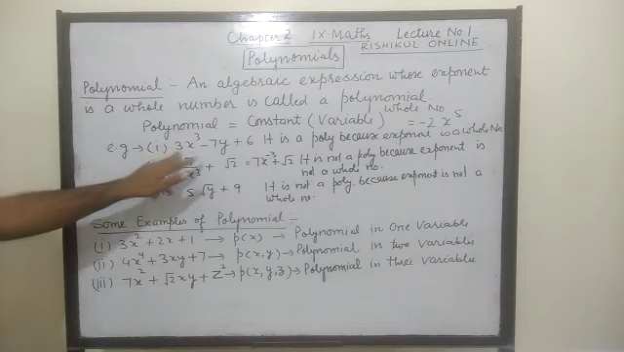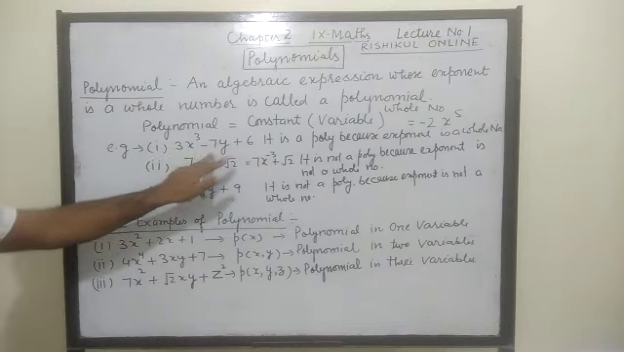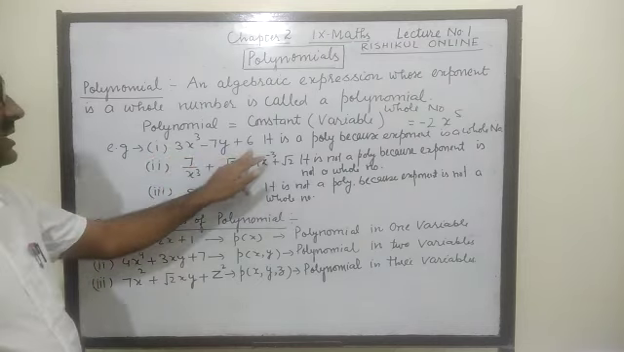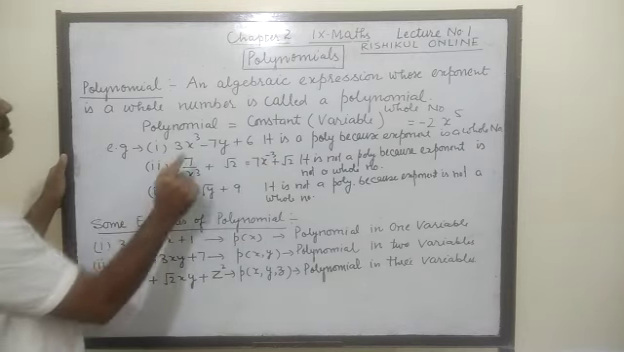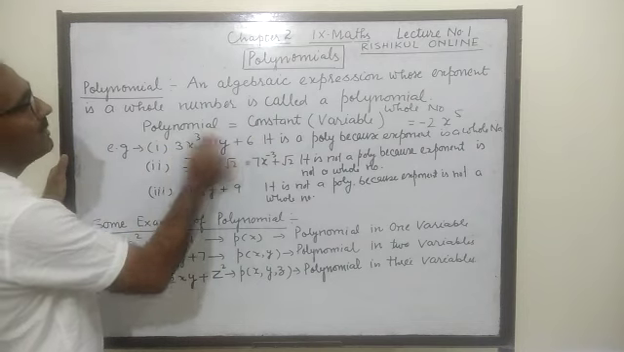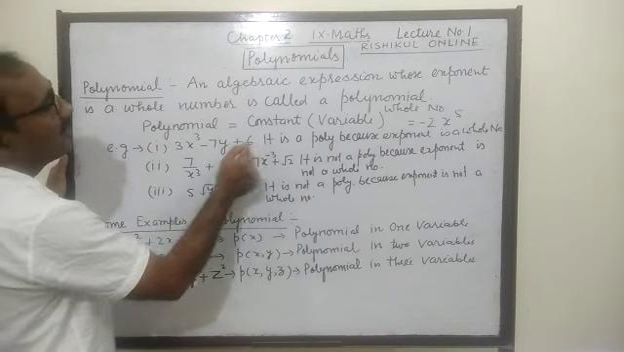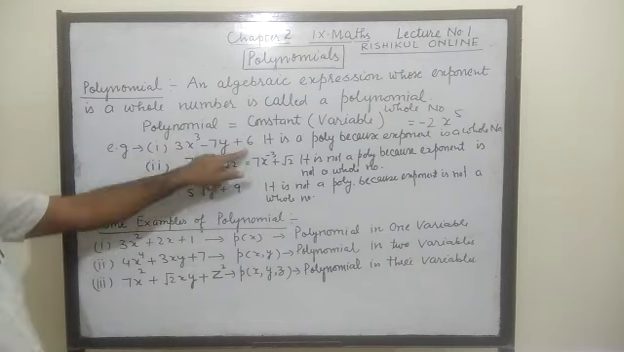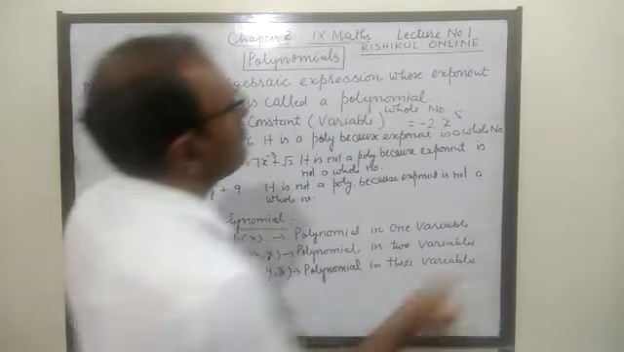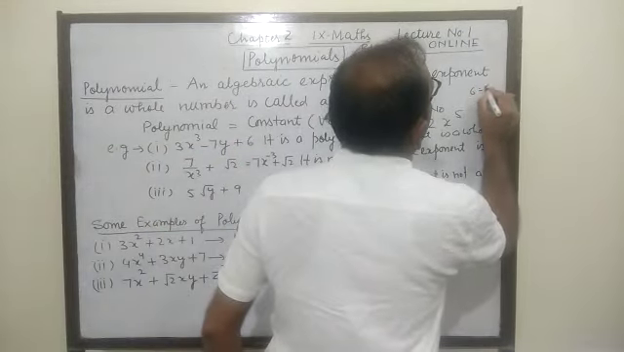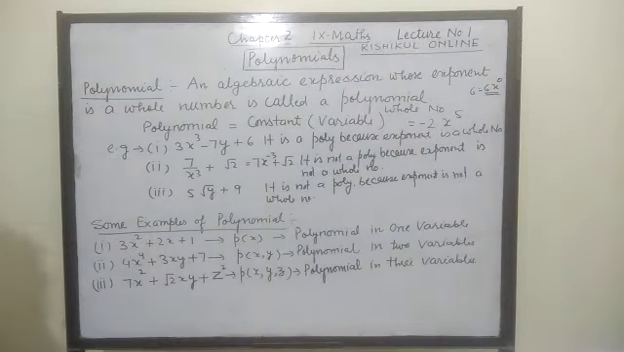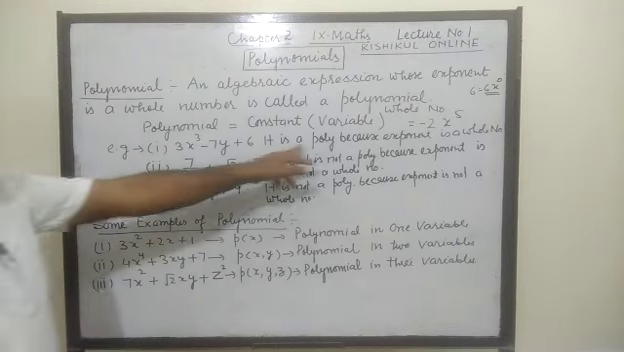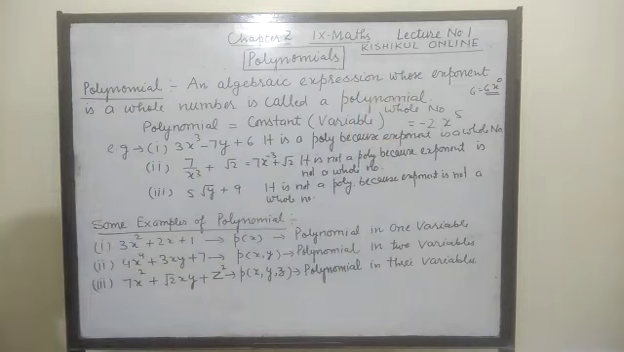For example, 3x to the power 3 minus 7y plus 6. It is a polynomial because exponent is a whole number, 3 is a whole number, 1 is a whole number, and this 6 you can write 6 equal to 6 into x to the power 0, because you know very well x to the power 0 equal to 1. So it is a polynomial because exponent is a whole number.